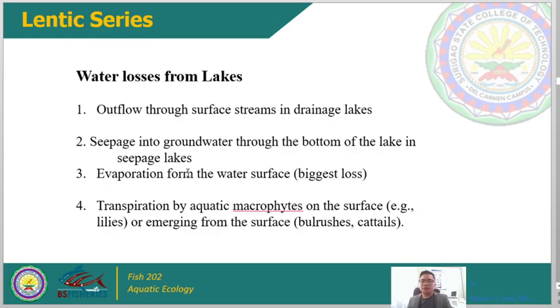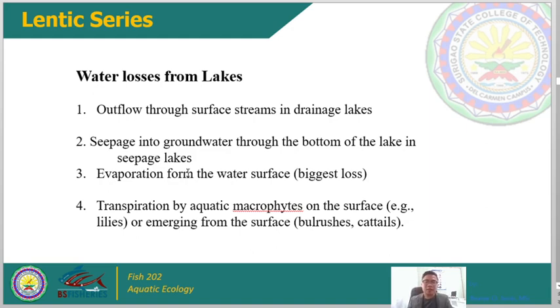So how is the water being lost in that particular aquatic ecosystem? So first, the outflow of surface streams in drainage lakes. So, ang mga lakes naman gina-outflow, naay mga outlet paingon dito sa dagat, okay? So, that will be a water loss for them. Another is seepage into groundwater through the bottom of the lake in seepage lakes. So, just imagine kung naay mga vacant undergrounds below that lake, there will come a time that this lake will be absorbed and deposited in that particular underground. We will term them as aquifers. Okay, so that is the second factor.